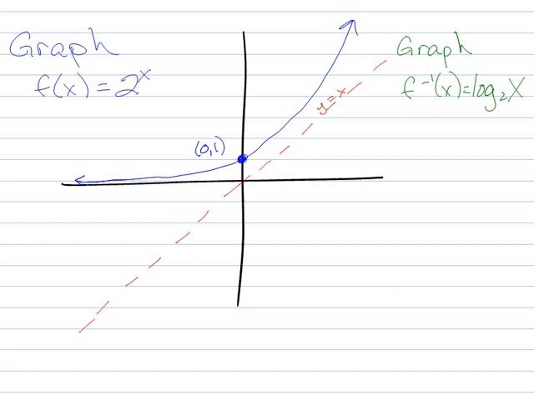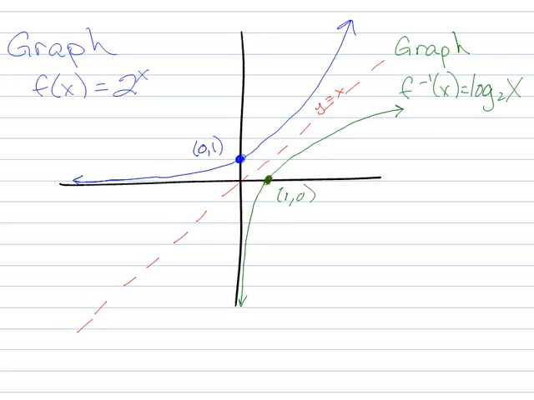So this point here that's at 0, 1 will now be over here at 1, 0. So just like it went off this way to infinity, it's going to come like this. And actually, let me just do that another color. Start right here. Like that, and then come like that. So now we have a graph of 2 to the x and a graph of the inverse, log base 2 of x.